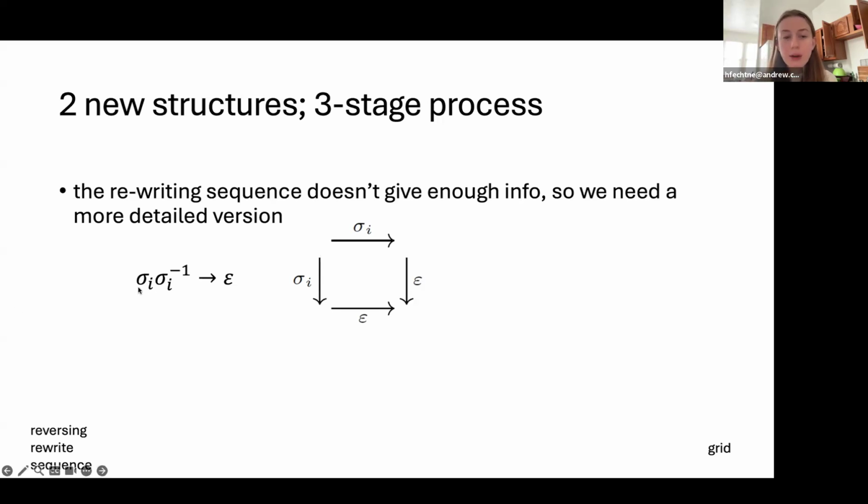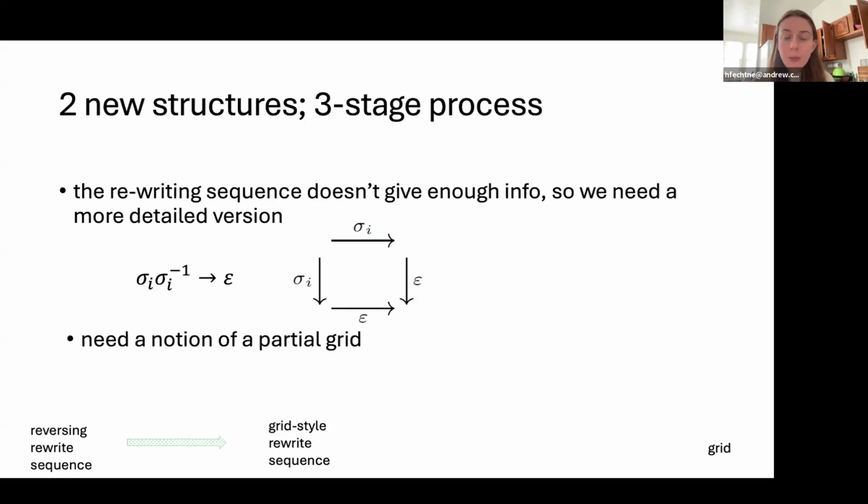In a rewrite, you can rewrite sigma I inverse to epsilon, and it just totally disappears in your string. But in a grid, you still have this cell, and you're going to have to match this bottom arrow up with another cell with an epsilon. You're going to have to match this one up with an epsilon. So we give one that keeps track of the epsilons, the fact that there are now two epsilons there. So that's one step.